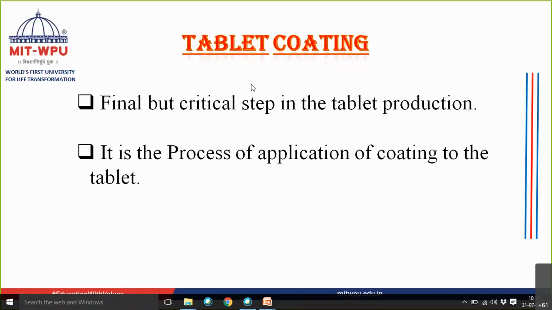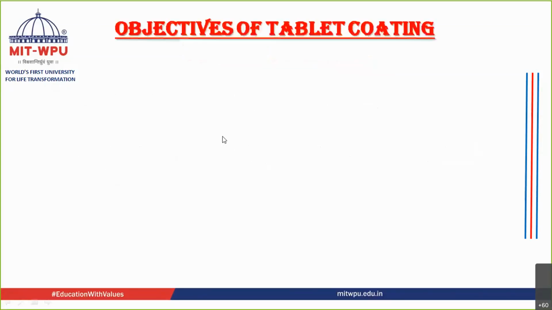After compression, we have started with tablet coating. In tablet coating, yesterday we had seen that it is a very important step. And then we went on further to see what are the objectives, or what is the need, or what is the importance of tablet coating.